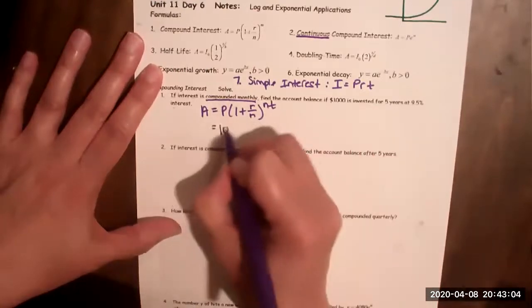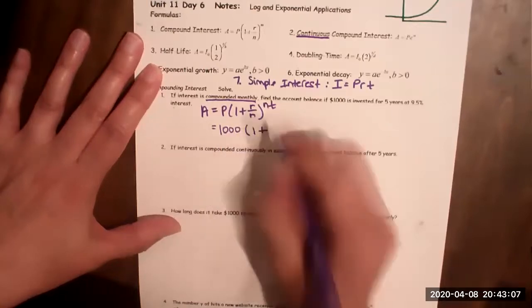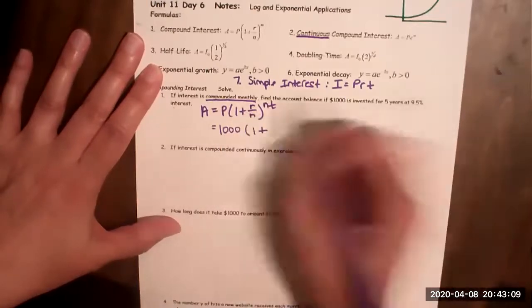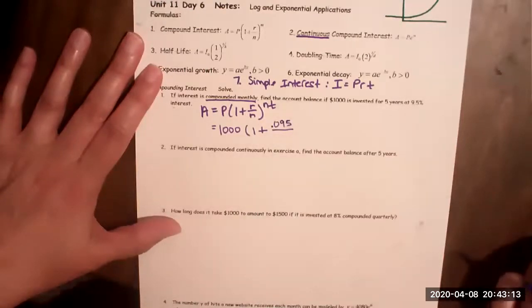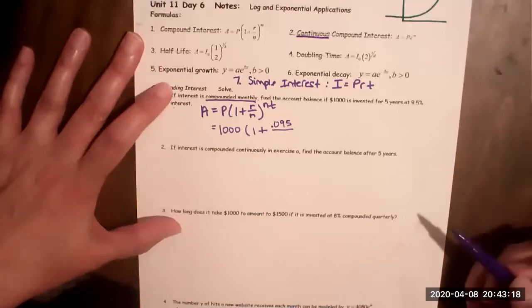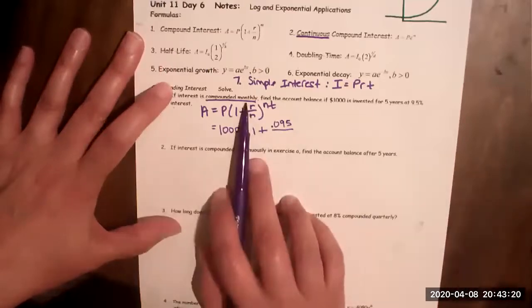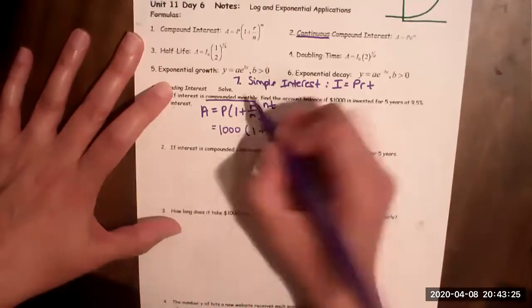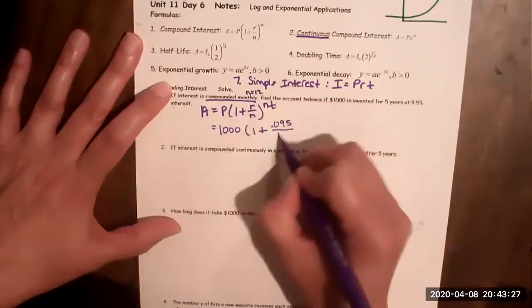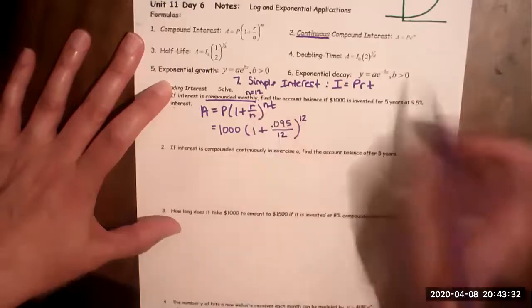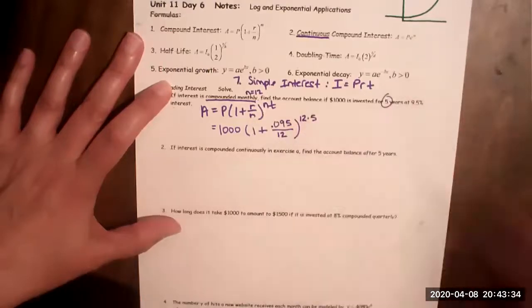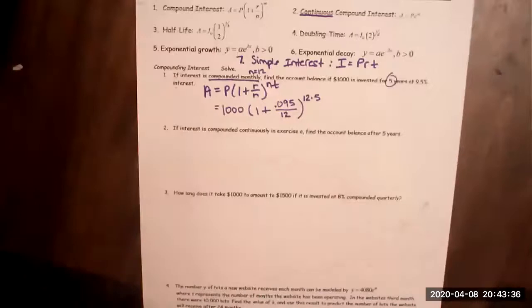So I'm going to put 1,000 times 1 plus R. R stands for rate, so 9.5% you have to write as 0.095. Change your percents to a decimal. N is the number of times per year that it's compounded. It says it's compounded monthly. That means in this problem, N is 12. So you have to put a 12 here and a 12 here. This T right here is your time. So 12 times 5.